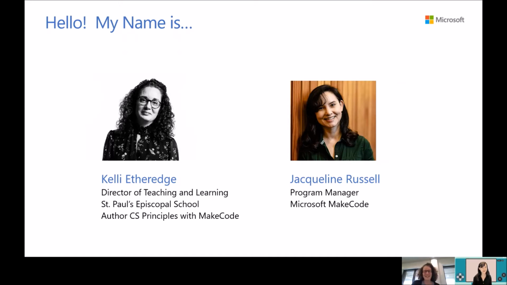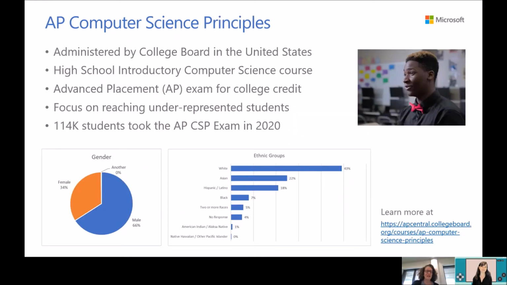All right, Kelly, I'm going to hand it off to you to talk a little bit more about what is APCS Principles. Yeah. So AP Computer Science Principles is an advanced placement course administered by the College Board in the United States. The course is offered in high schools and is considered to be the equivalent of an entry-level college course for non-computer science majors. So it's open and broad enough for anyone who's interested just a little bit in computer science. Depending upon the college, students can receive college credit for the course if they take the AP exam and meet certain requirements. Typically a score of 3 or higher will get that CLEP score.